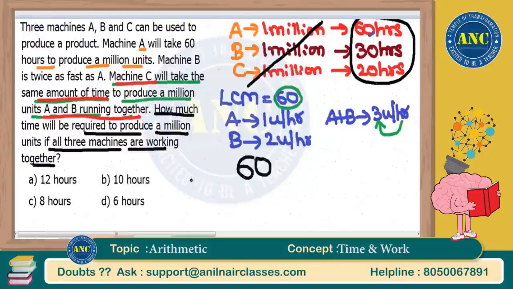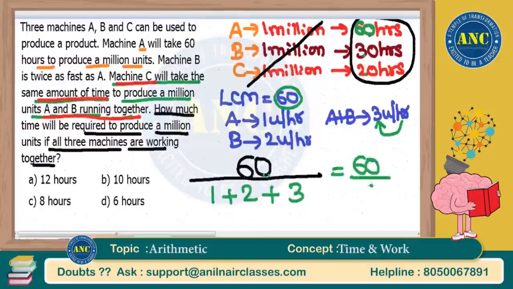Totally 60 chocolates have to be divided among 3 people. First person to distribute 60 chocolates will take 60 hours. Every hour 1 chocolate. So it is 1. 60 divided by 30, it is 2. 60 divided by 20, it is 3. Your answer is 60 divided by 6, which is nothing but 10 hours. I hope everyone is clear with the methodology we have applied. We have solved our first question.